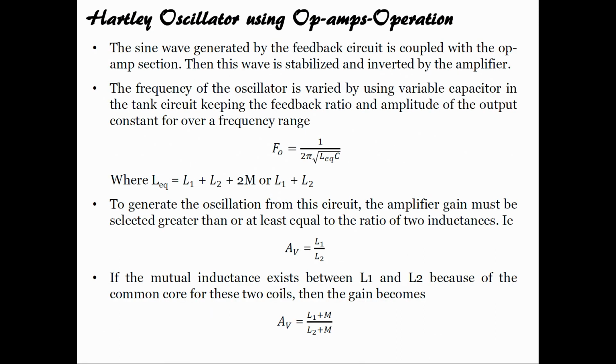Here we know that fo equals 1 upon 2 pi under root of L equivalent into C, because there are inductors L1 and L2. So, what is L equivalent? L equivalent is nothing but L1 plus L2 plus 2M, or L1 plus L2.